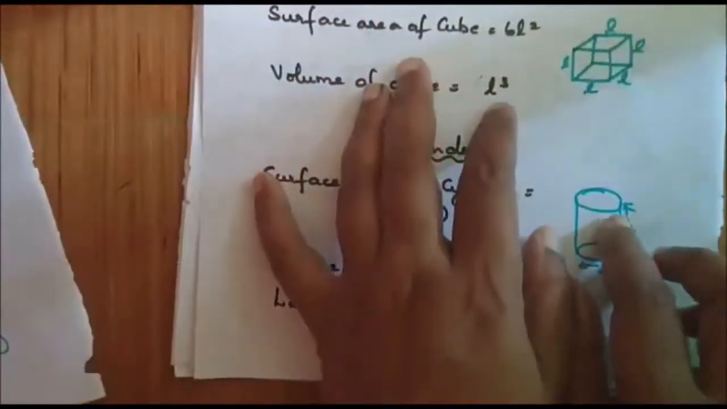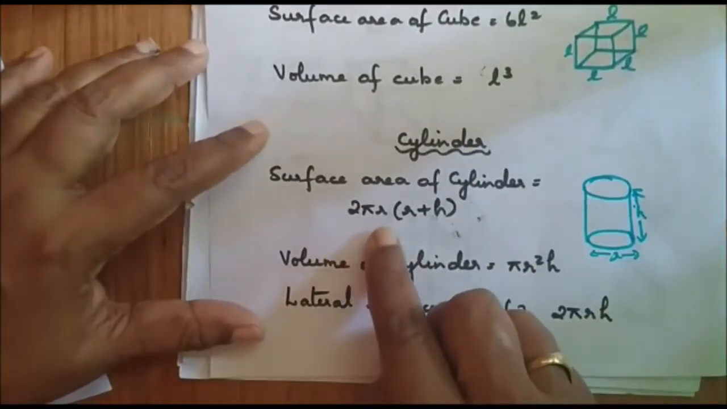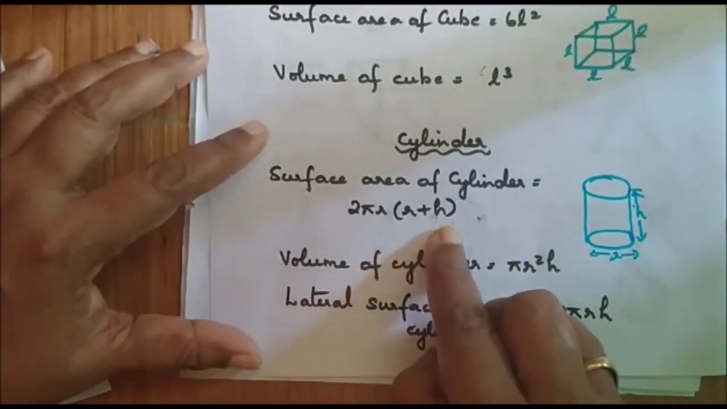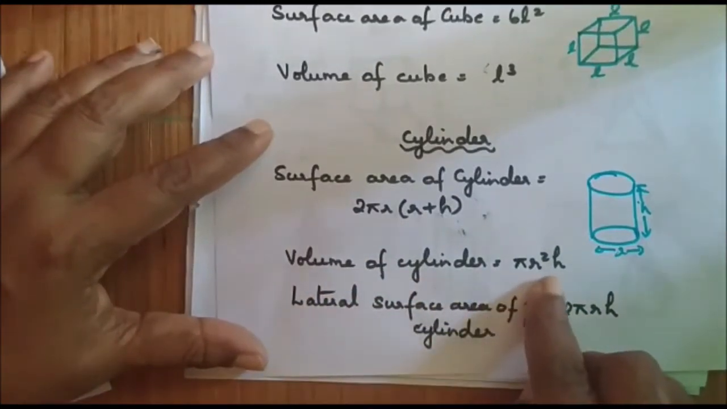I folded this paper into a cylinder. So a rectangular sheet can be folded into a cylinder where there are two circles at the bottom and the top. Okay. So that is the surface area of a cylinder. It is given by 2 pi r into r plus h. Now volume of the cylinder is equal to pi r squared h.